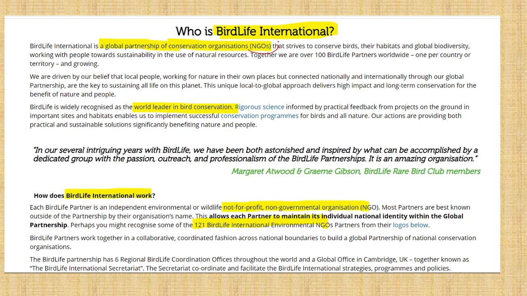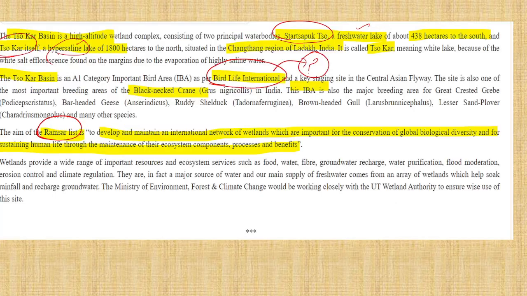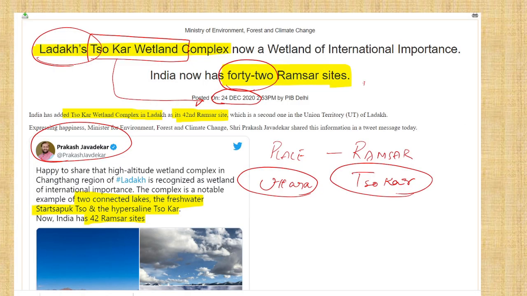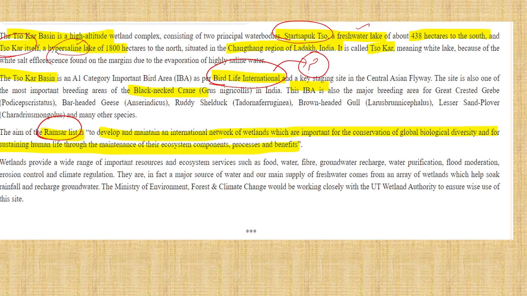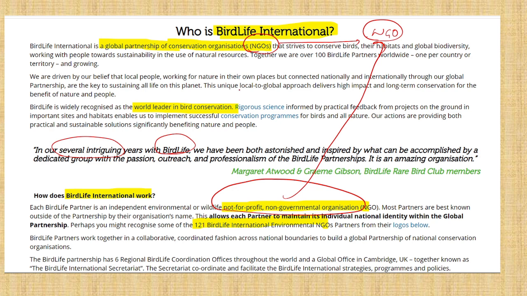Bird Life International is an NGO. See, this is the point. What UPSC will do is mix and match government institutions, UN institutions, and these NGOs. They will say a government institution is an NGO. So we have to be very careful in having a clear path. Ramsar site is for international protection of this international network of wetlands. But Bird Life International is a local to global outreach program, where local people are involved in protection of all these birds, and the NGO is important.